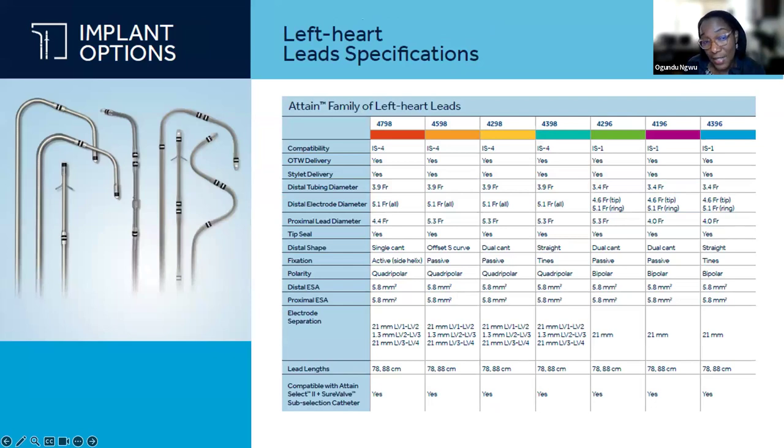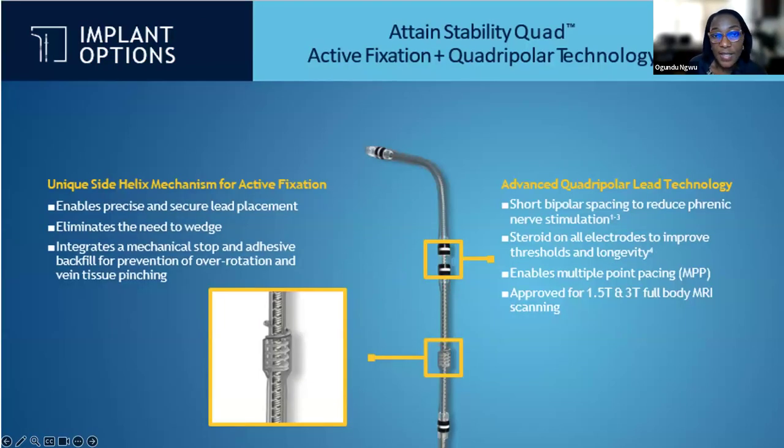Again, the lead size matters. If you have a huge vessel, sometimes you really have to put it in as distally as possible and then try to use the poles that are more proximal so that you can still stay in the basal LV. This is the lead that has the stability quad with the fixation mechanism right there. So you put this lead in, then you clock it and tug back to make sure that the lead actually is fixed in the blood vessel.